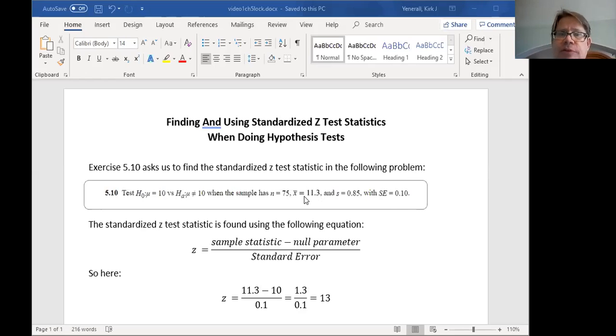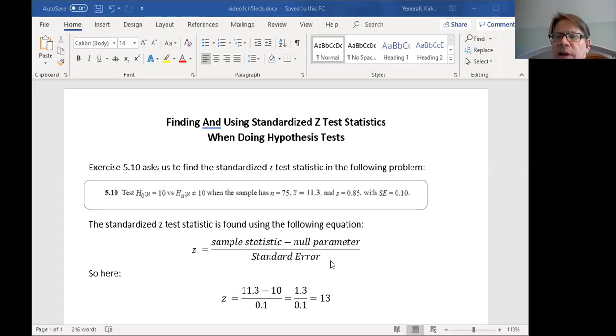Now, the goal of problem 10 is to compute what we call the standardized z-test statistic for this particular scenario. To do that, we're going to use the equation that you see here. Z is equal to the sample statistic minus the null parameter divided by the standard error. This is derived from our idea from earlier in our learning that a z-score is a data value minus a mean divided by a standard deviation.